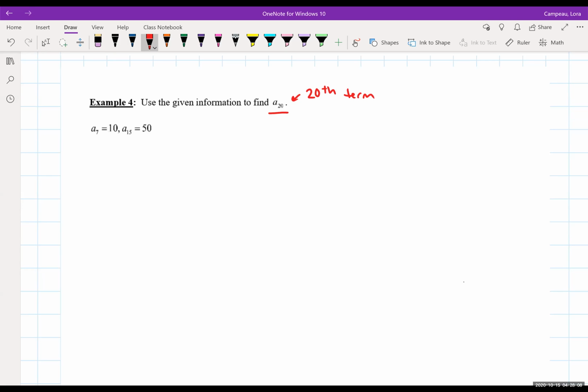So what we'd have to do for ourselves, if we have an arithmetic sequence, we could always write out the general form. A sub n equals a sub 1 plus n minus 1 times the common difference d. And if we have a sub 1 and common difference already, we are good to go. We just plug it in. But notice they give us two items. They only give us the 7th term and they give us the 15th term.